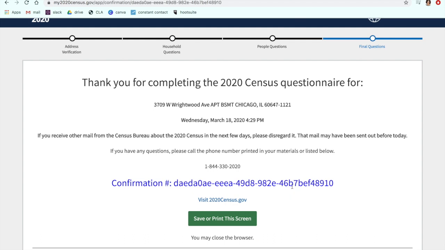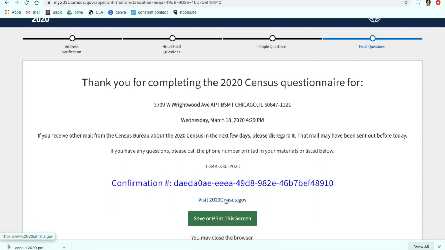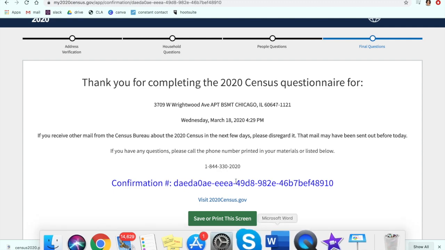Here's our confirmation email, or confirmation letter. It says if you have any questions, you can call this number. It tells you exactly when you filled it out, and you could save or print this screen just to make sure. We'll just save it, and then we're done. So not too bad. All of that can be done in a different language too. Pretty cool.